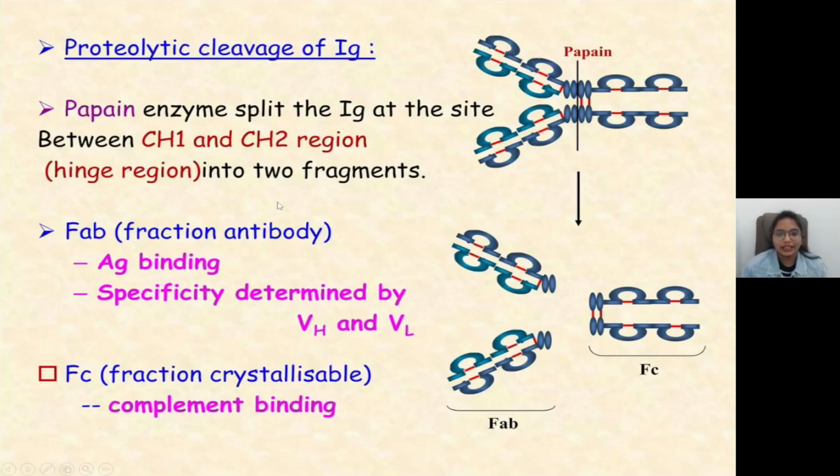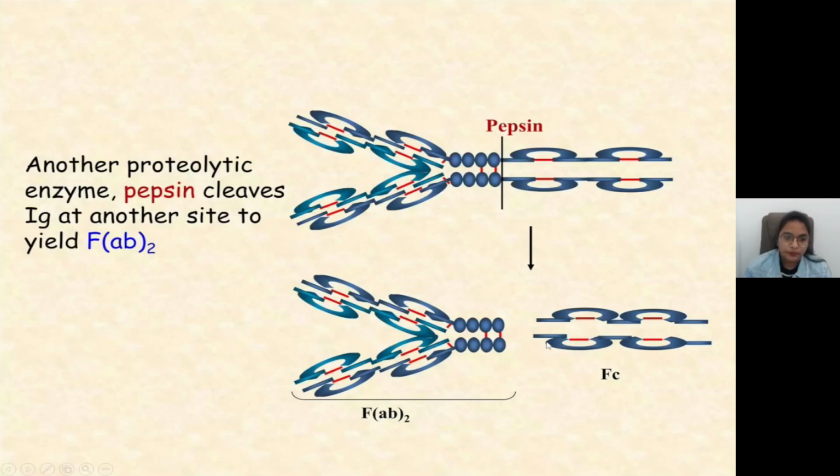What is proteolytic cleavage of immunoglobulin? Proteolytic: proteo means protein and lytic means breakdown. How is it done? Papain enzyme splits the immunoglobulin at the site between CH1 and CH2 into two fragments, right? The fragment antigen binding, where the antigen can bind and specificity is determined by VH and VL, and the fragment crystallizable, which means your complement binding, right? This will be the papain cleavage site, between CH1 and CH2, and this will be your complement binding, right?